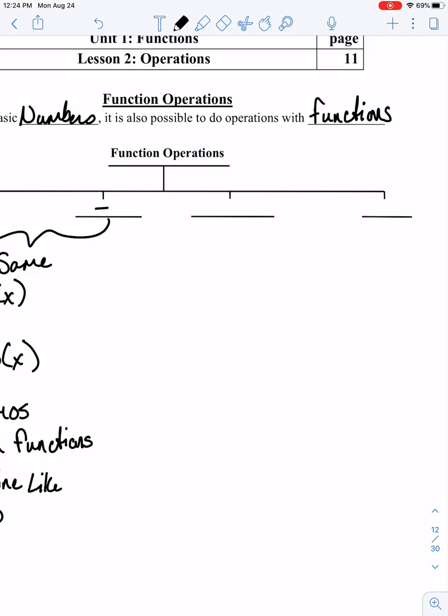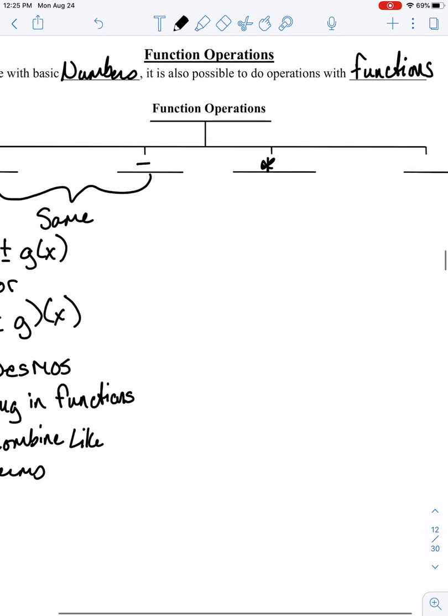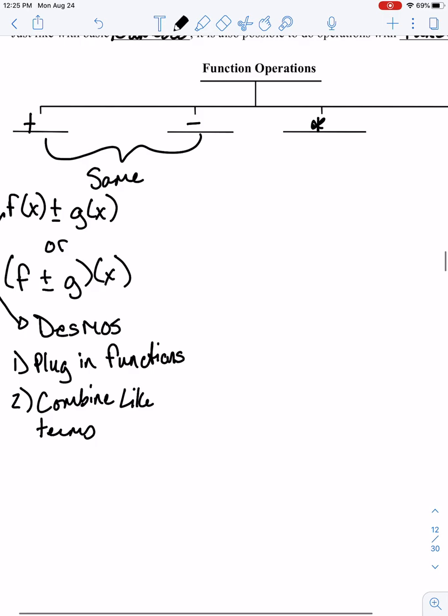The next type of function operation we're going to cover is multiplication. Multiplication isn't bad. You have kind of already done this in previous classes with the method that we call the box method. When you were going from factored form of a quadratic to standard form, you would have indirectly done multiplication of functions.